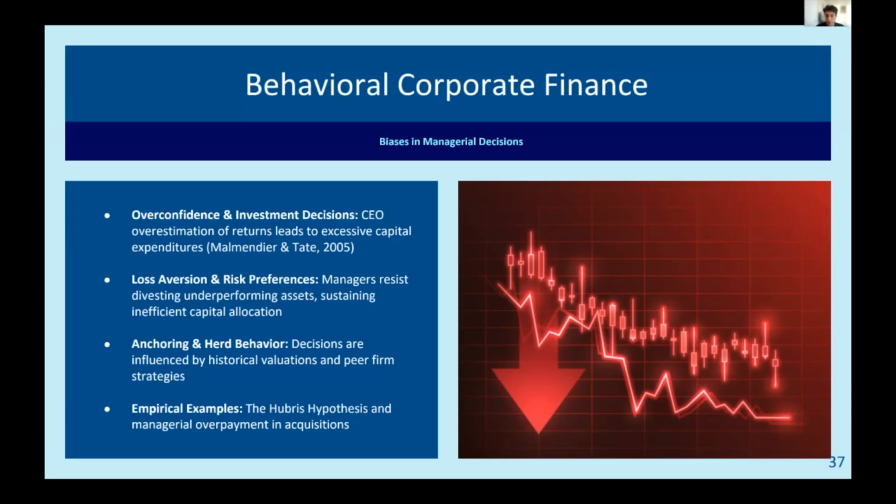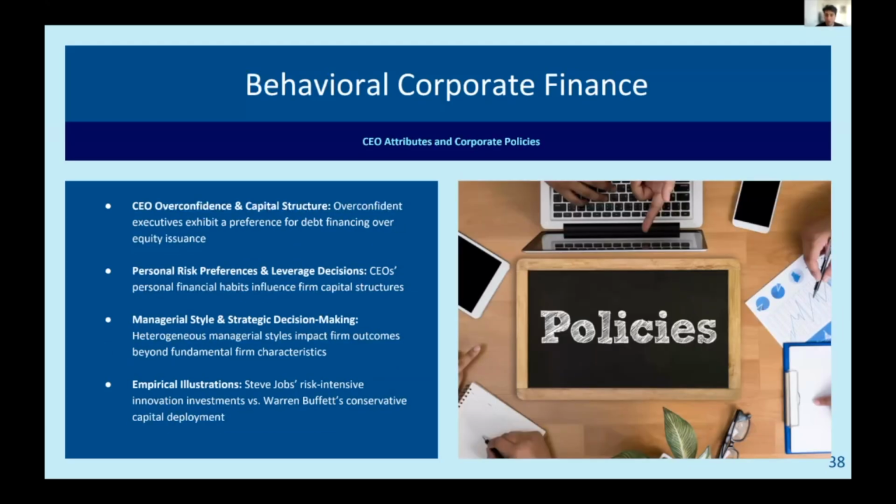This is particularly evident in acquisitions, where executives often overpay for targets, expecting synergies that rarely materialize. A CEO's personality and decision-making style can also significantly impact corporate policies. Overconfident CEOs favor debt over equity, believing their stock is undervalued, while risk-taking CEOs can lead companies with higher leverage, and more conservative leaders make different financial decisions.